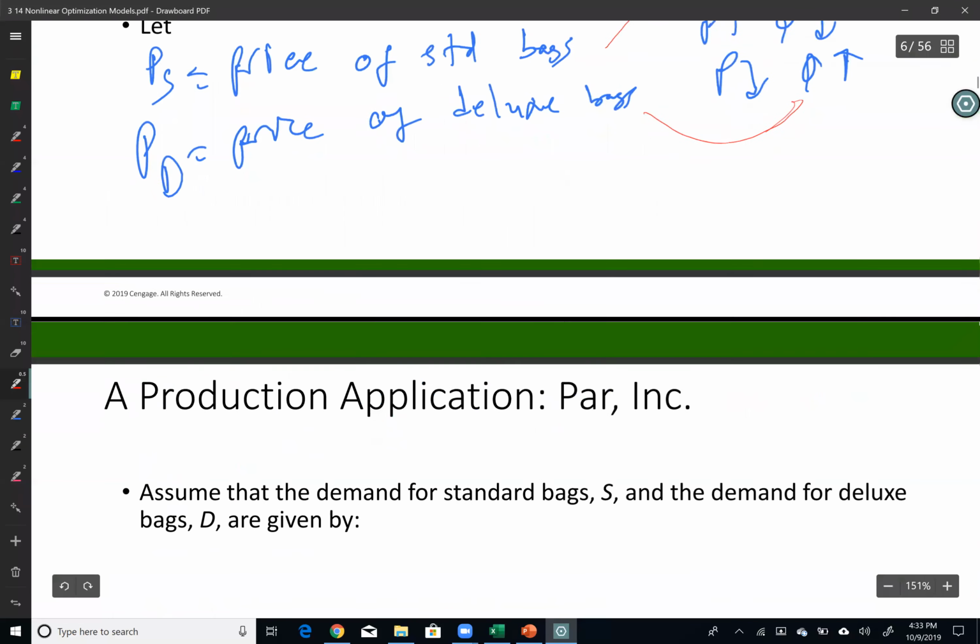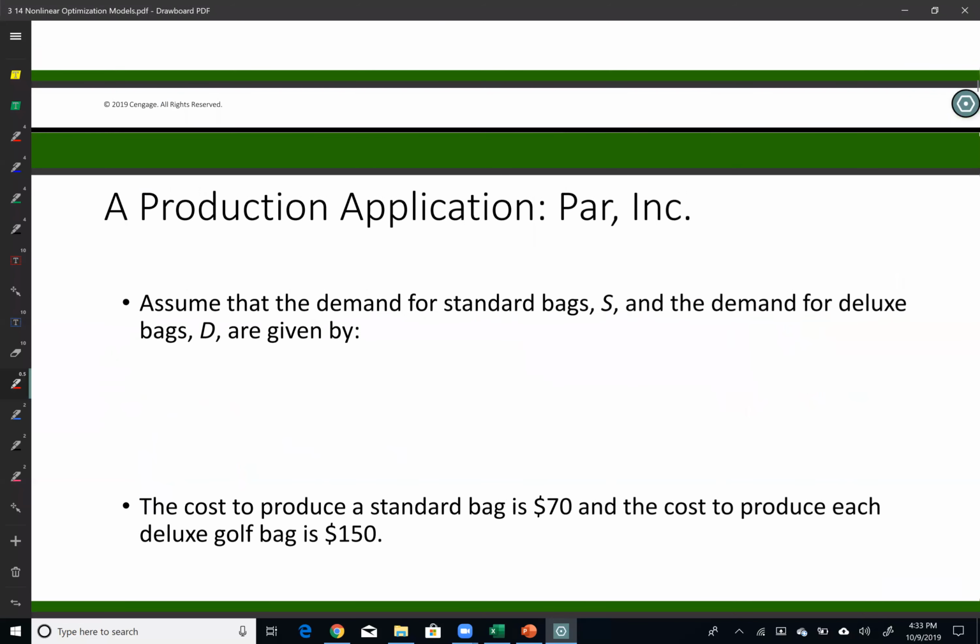And here you can see the marketing study. You need to do a marketing study, by the way, to get this relationship in real life. And probably you will use some kind of regression analysis or some kind of relationship that will be found by some analytical model. So probably regression. So here let's define S and D. These are the quantities sold or demanded for standard bags and deluxe bags.